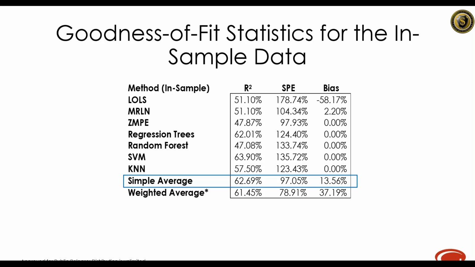And so the simple average is comparable to the best of any single model, and the same for the SPE. And the weighted average has a similar R-squared, but a much smaller SPE. However, it has a significant positive bias. So we selected the simple average as the best estimate out of all the methods that we have used. And this is for the in-sample data set.